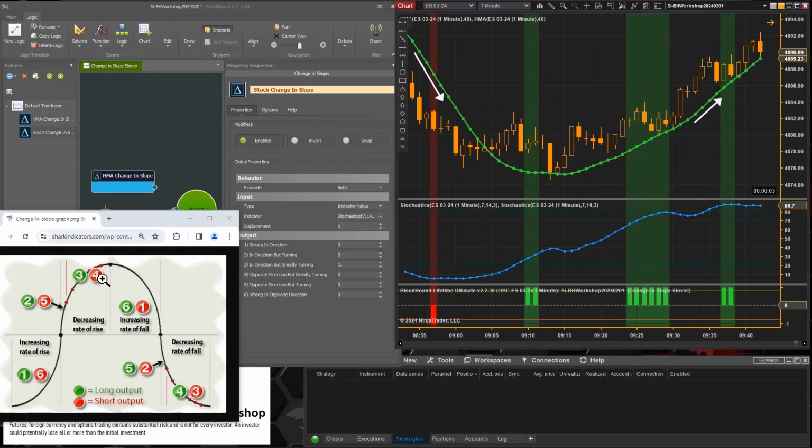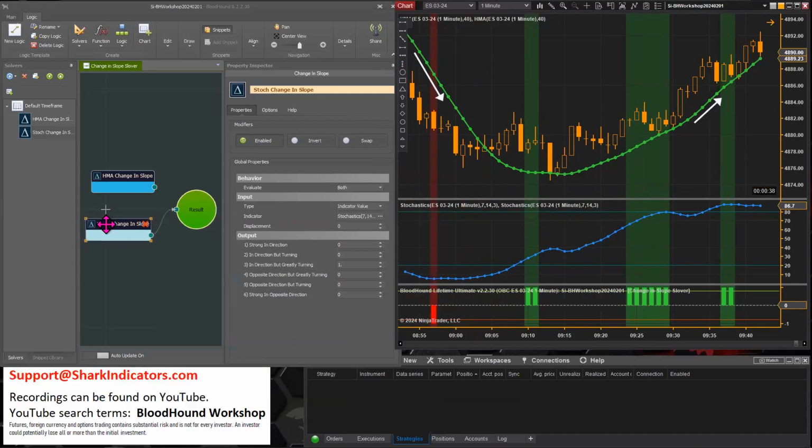So again, this is for identifying the changes in the slope. It's for identifying where you are within this life cycle, as indicators roll up and roll down and roll up again and roll down again. So, all right, that should do it.